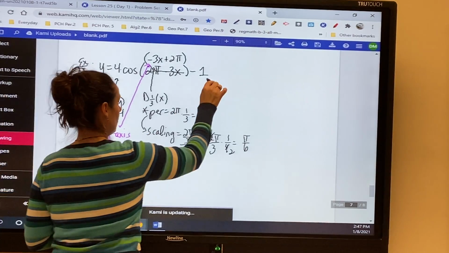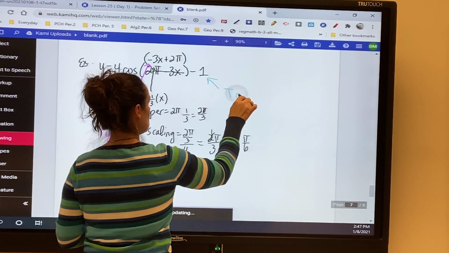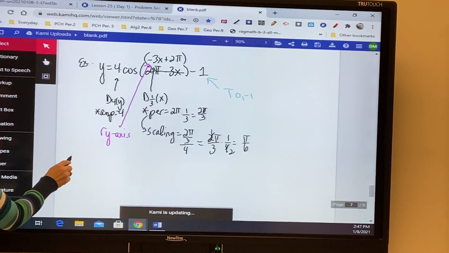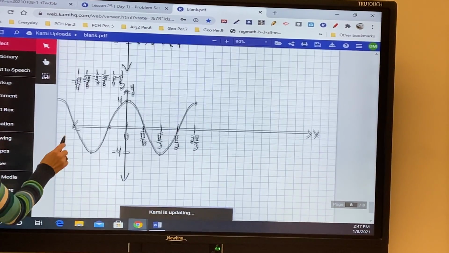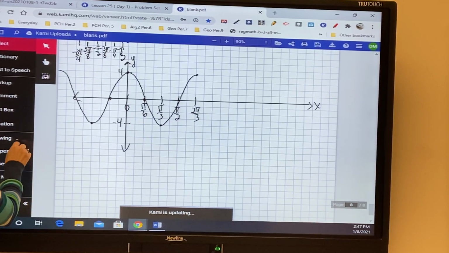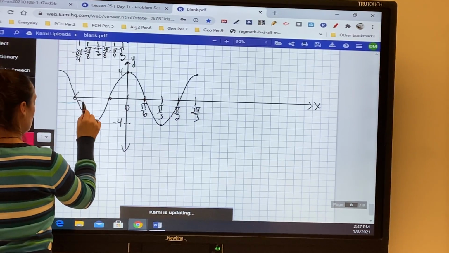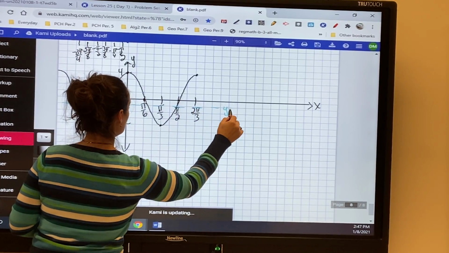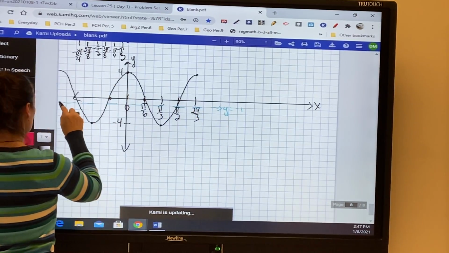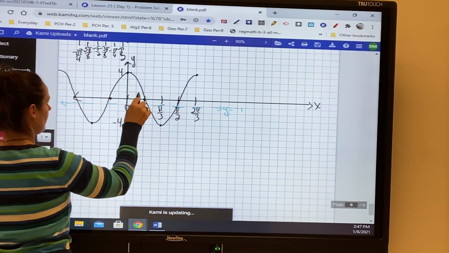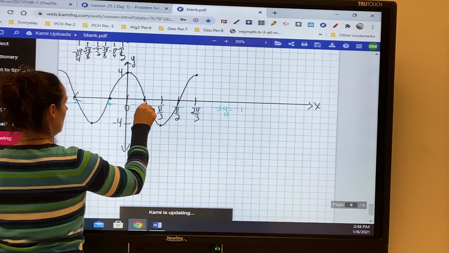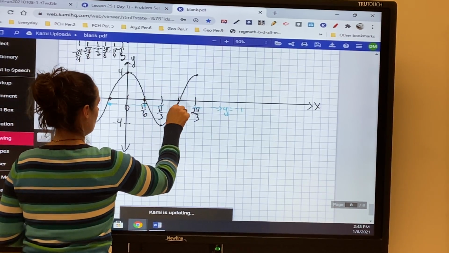So I suggest the vertical translation next. So this is gonna go down 1, okay? So I've got that -1 there. So it's gonna go down 1. So I come to my graph here, and I'm going to sketch in a new midline of y equals -1. And these midline points are just gonna go right there on the midline. They're just gonna move down 1.